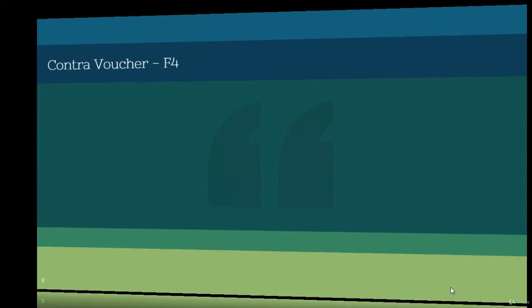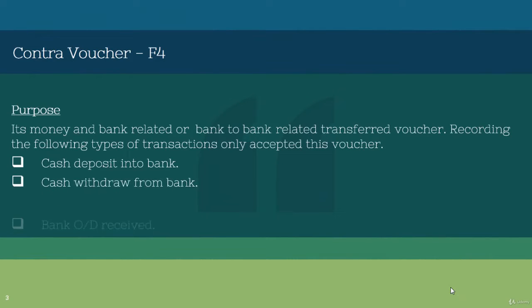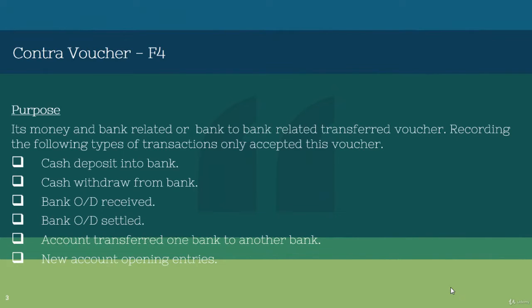Now the first voucher is the contra voucher. Contra voucher means bank-related transfer of money. We use the contra voucher for such things as cash deposit into bank or cash withdrawal from bank, bank order received, bank order settle, account transfer from one bank to another bank, and new account opening entries.